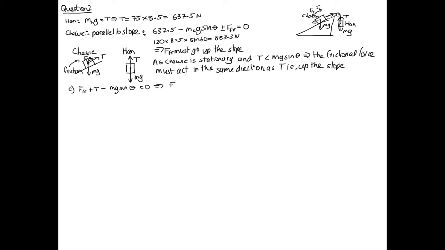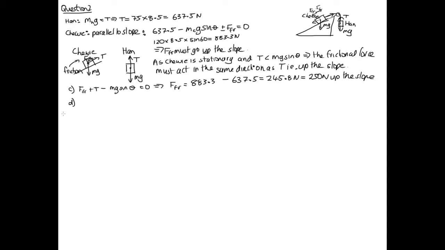So this tells us that the frictional force is equal to 883.3 minus 637.5. And solving that one, we end up with 245.8 newtons, except that everything's only to two significant figures. So this is 250 newtons up the slope. We don't need to say the direction because it just asks us for the magnitude.